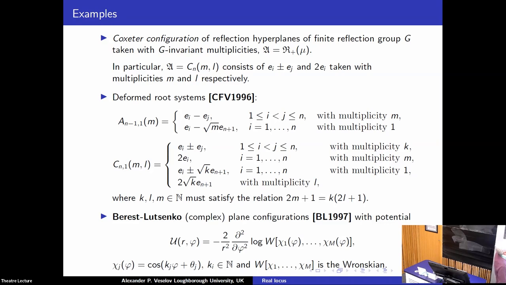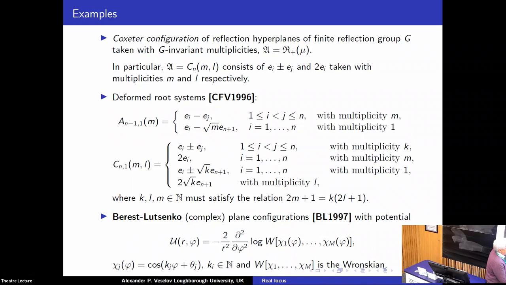So just to complete essentially the list, I will be talking only about real configurations, because in the complex case we have many more. For example, in dimension two, you have a parameter theta and you have a partition, any choice of parameter theta. You can take the Wronskian of these functions, and it gives you a complex plane configuration with this potential. This is the Berest-Lutsenko configuration, which Yuri Berest proved in the real case are all; we essentially added that this is true also in the complex, but I'm not going to consider complex.